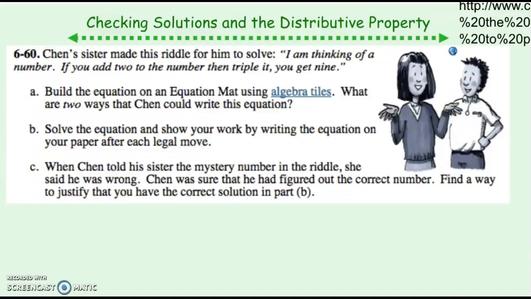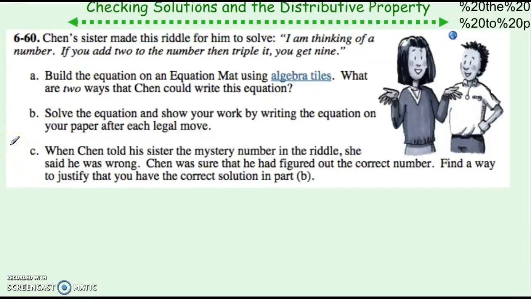6-60. Chen's sister made this riddle for him to solve. I am thinking of a number. If you add 2 to the number, then triple it, you get 9. Build the equation on an equation mat using algebra tiles. What are 2 ways that Chen could write this equation?